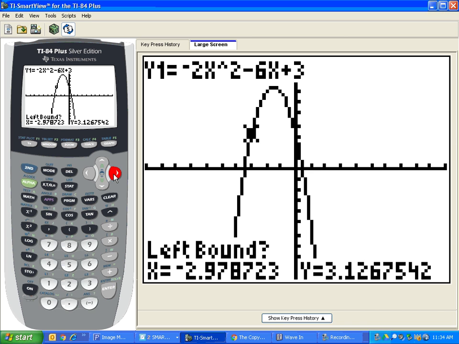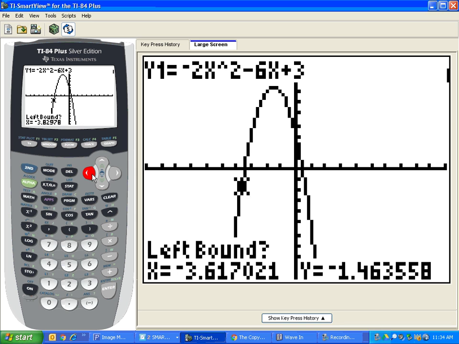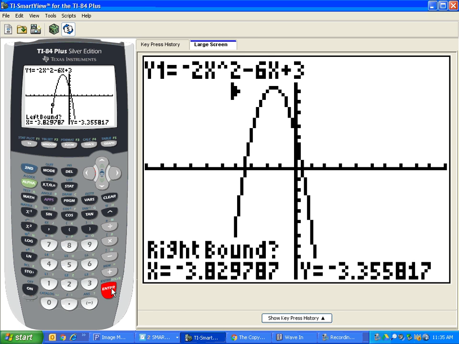That's not where I should hit enter, because it's saying find the left bound. So I have to hit the left arrow button a couple of times until that cursor is definitely to the left of the point that I'm trying to identify. Do you see now, if I put my pen here, how my cursor is blinking to the left of that value? So I can now press enter.